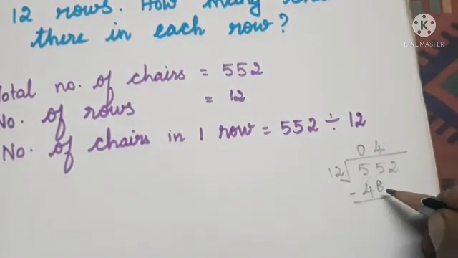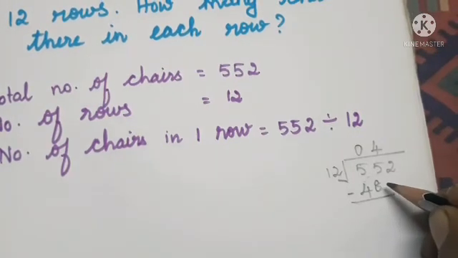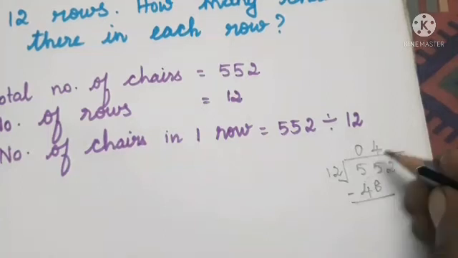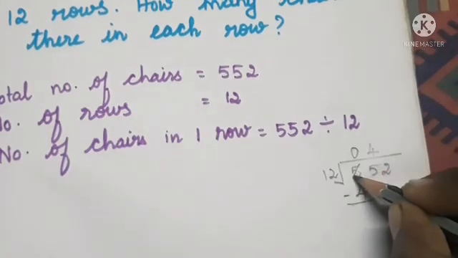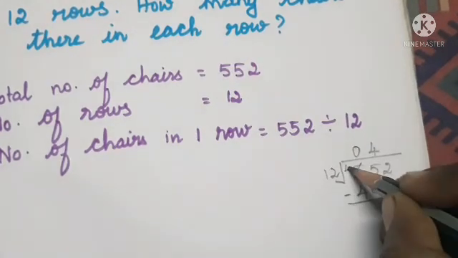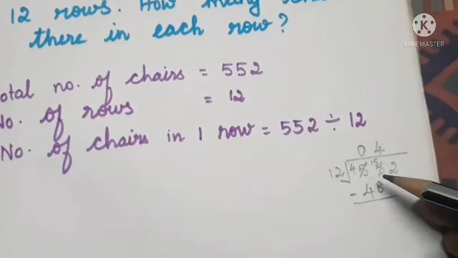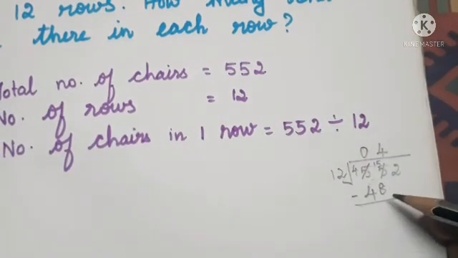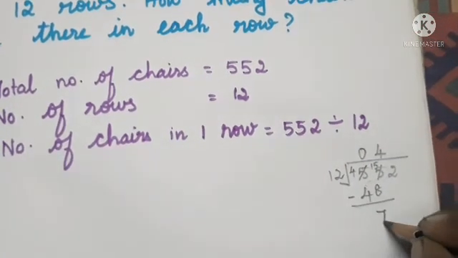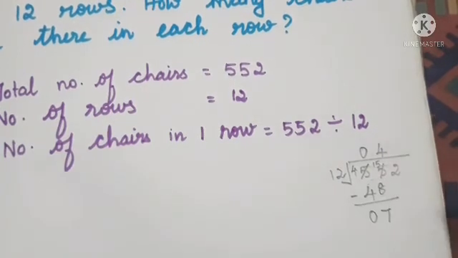If you subtract 5 minus 8, it's not possible to do. So what do we have to do? We have to borrow from the next value, that is the hundreds place value. If we take a number from 5, this 5 will change to 4 and this 5 will change to 15. Now 15 minus 8 is 7. We get 7, and 4 minus 4 is 0, so we write 0. So we got 7 as a remainder.